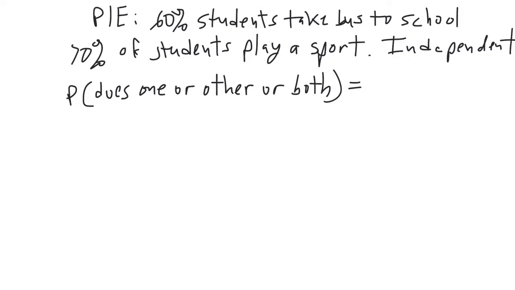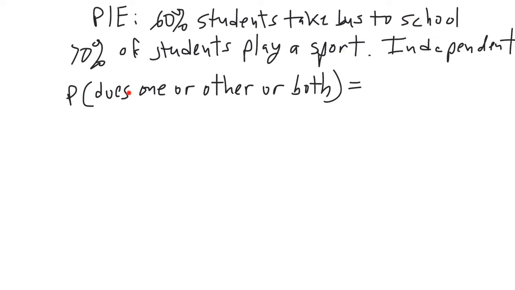Our next type of probability is the property of inclusion and exclusion. So we'll say that 60% of students take the bus to school, 70% of students play a sport, at least one sport, and we're going to say that this is independent. In other words, you are just as likely to play a sport whether you take the bus or not. There's no influence of taking the bus on whether you play a sport. Those are separate things completely.